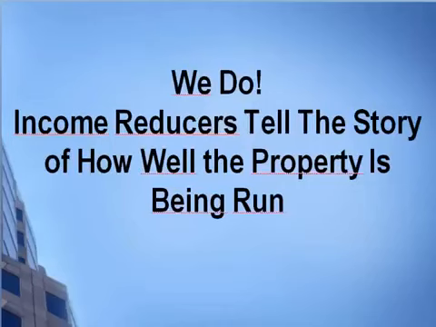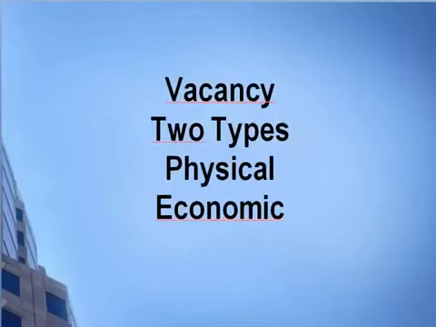And here's how we break down the numbers, all right? Let's focus for a moment on that $200,000. Where are those numbers? Where is that missing money? Well, obviously the first place that money disappears is in the form of vacancy, all right? Now, what you need to understand is that there are two types of vacancy. There's physical and there's economic.